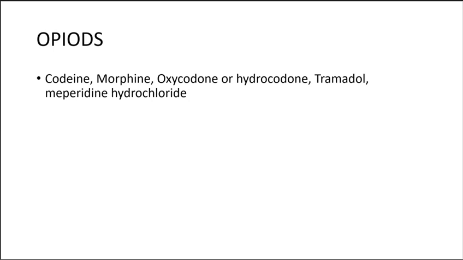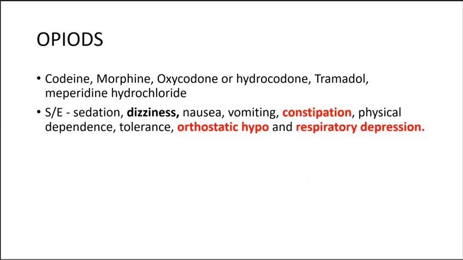So what are side effects you would see with clients on opioid medication? Again, it could cause sedation, dizziness, nausea, those GIT symptoms, nausea, vomiting. We could also see constipation in our clients. They could develop physical dependence or tolerance. You could also see orthostatic hypotension and even respiratory depression. Respiratory depression is a key one there because of that airway and breathing compromise. Orthostatic hypotension is a key one there because of that safety issue.